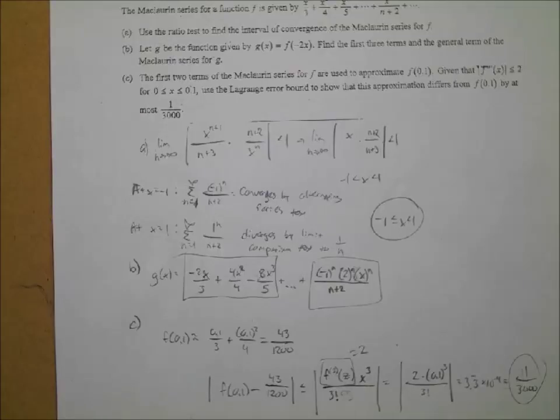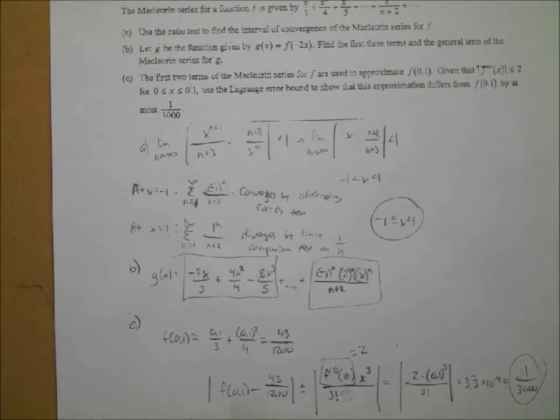We did have to use a ratio test there, so please make sure that you did. -1 less than or equal to x less than 1, okay? The -1 is included because it's alternating. The 1 is excluded because it's going to diverge by the limit comparison to 1 over n, because 1 over n diverges, then 1 over n plus 2 would diverge, okay?